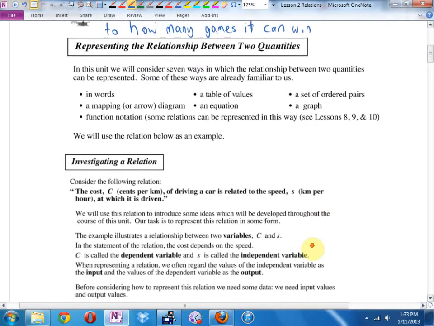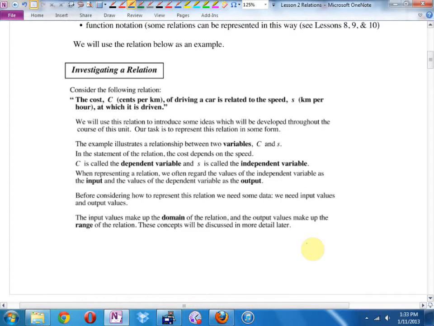We're going to use the relation below as an example. So here's the relation in English, in words. The cost, I don't want to write the word cost out all the time. What would be a good letter to use as an abbreviation for the word cost? Capital C, we'll include that.